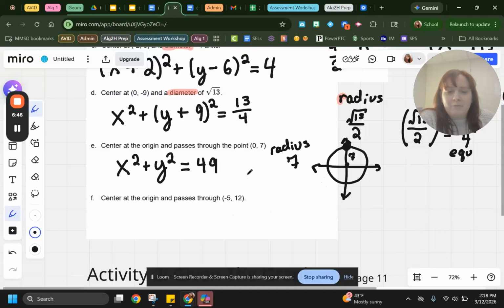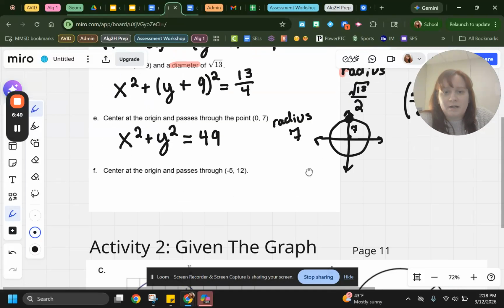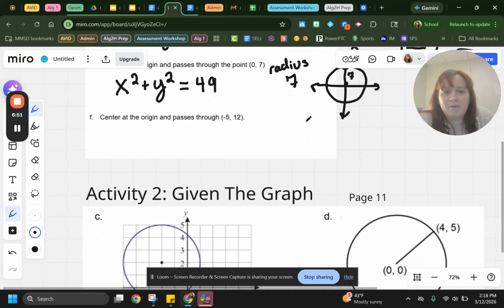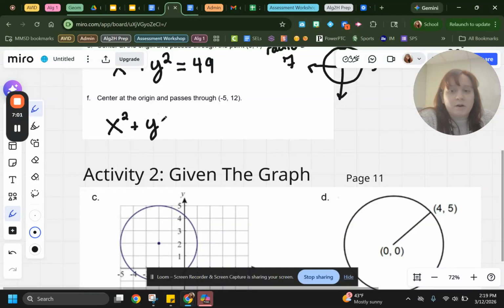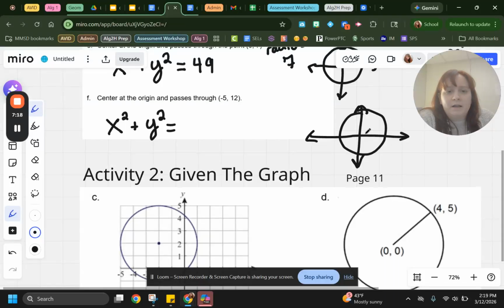All right, and then we have one more down here. This one will take a little bit more. Luckily, you will have a bit more room than I have. So we now have a center at the origin. Again, that will just be x minus 0, or x squared, plus y minus 0 squared, or just y squared. And now I have that it passes through this point of -5, 12. So again, if I draw that out, we'll pretend like that was a nice straight line there. All right, and now I have my circle at the origin, and I have 12, -5.